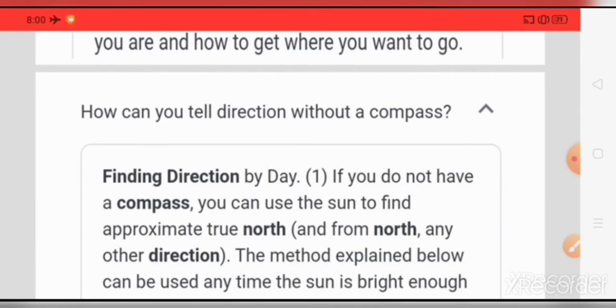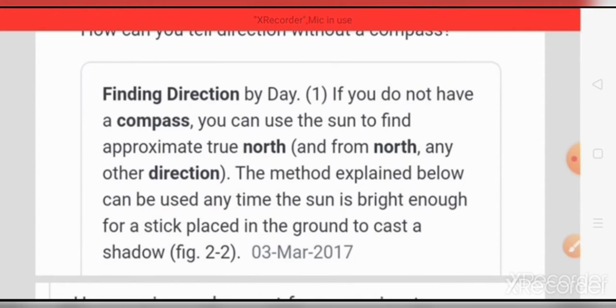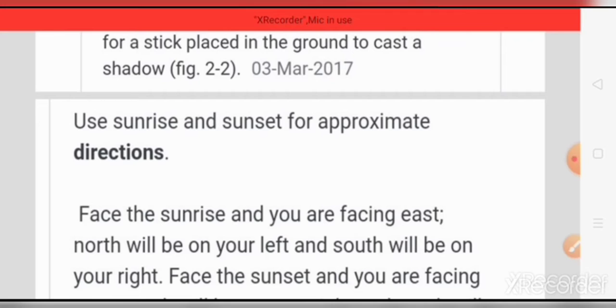Then how can you tell direction without a compass? Finding direction by day. If you do not have a compass, you can use the sun to find approximate true north and from north any other direction. The method explained below can be used anytime the sun is bright enough for a stick placed in the ground to cast a shadow. Use sunrise and sunset for approximate direction.